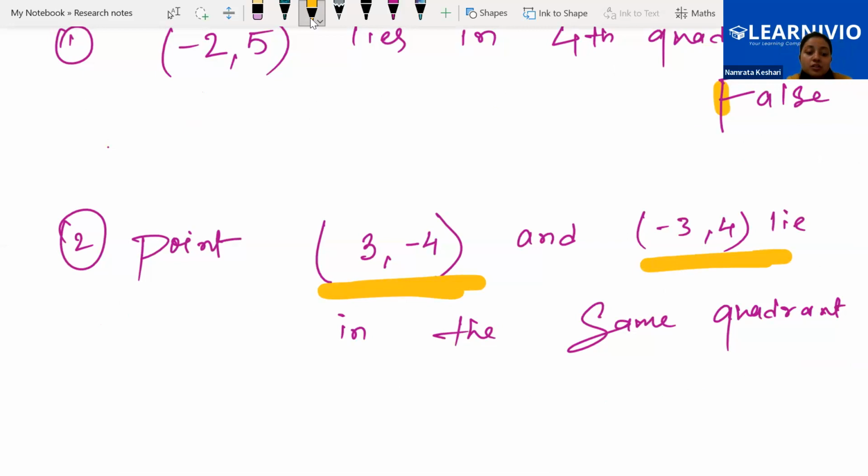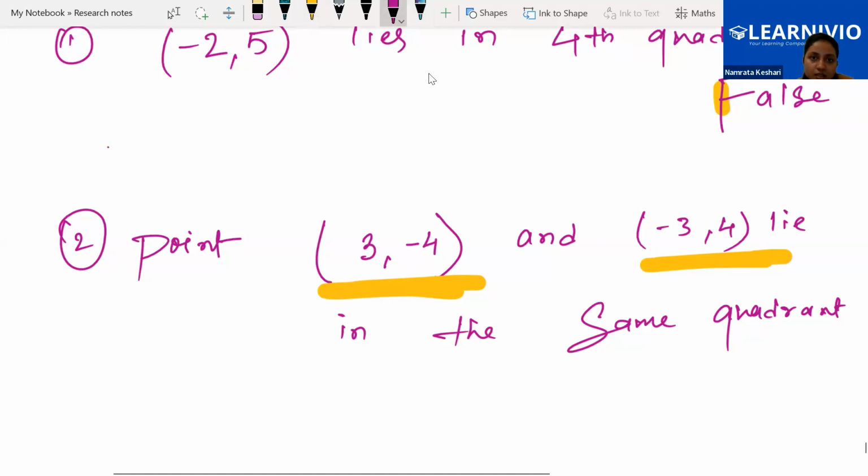So this is how the coordinate geometry chapter must be clear to all of you. If anyone is still getting confused about how the first one is lying in the fourth quadrant and the second one is lying in the second quadrant, please let me know. I will explain it one more time. Okay. Yes, ma'am.